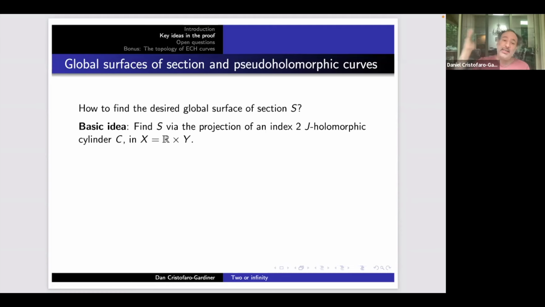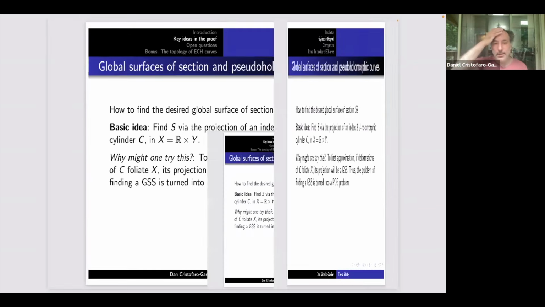So if I can find a cylinder in R cross Y, I mean a cylinder in the SFT sense, so if you're not a specialist, this would be like a sphere with 2 punctures. So it's some non-compact thing in R cross Y. Maybe I can find that thing and project it, and that would be a global surface of section.